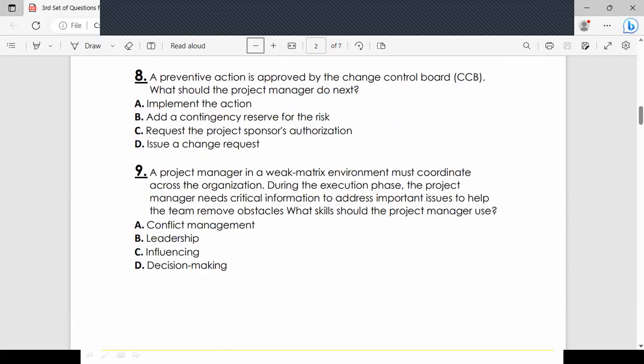8th one, preventive actions based on what? A forecasting, right? A preventive action is based on the trend analysis or forecasting technique. So it's going to be a proactive approach. You want to prevent something that is going to impact your project, right? You want to prevent some issues. So a preventive action is approved by the CCB. What should the project manager do next? Implement the action. Okay, you need to implement it, straightforward, right?